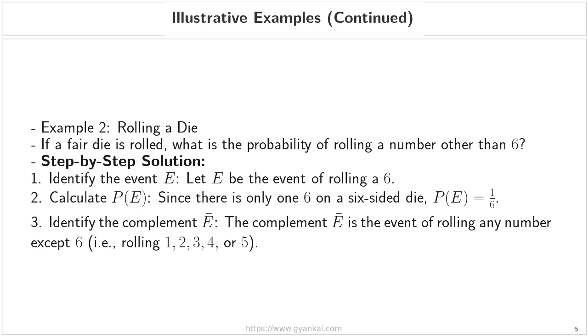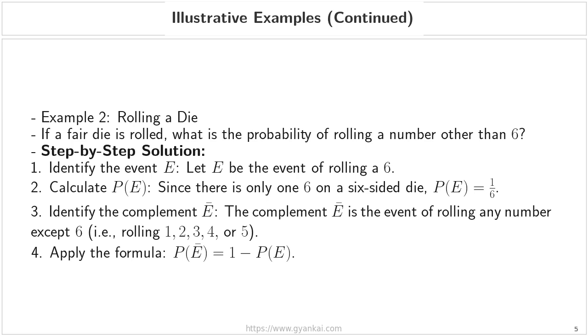Now we identify the complement, which we denote as E bar. Remember from our earlier slides, the complement is simply the event not E, so E bar represents the event of rolling any number except 6, which would be rolling a 1, 2, 3, 4, or 5. To find the answer, we apply the fundamental formula we learned on slide 3. P of E bar equals 1 minus P of E.